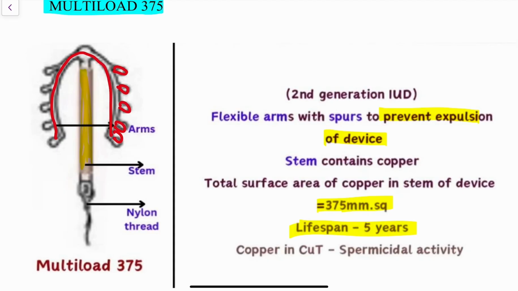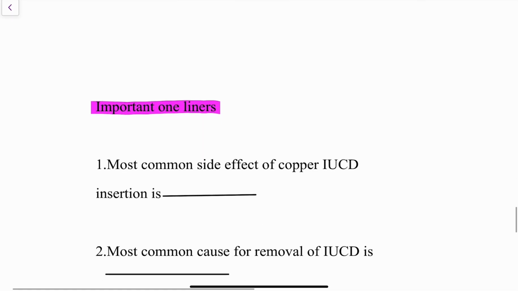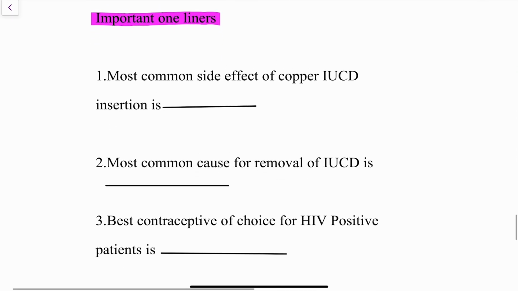So this device is going to fit inside the uterine cavity, and the distal portion, that is the thread portion, is going to lie in the vagina, where both the clinician as well as the patient can palpate this thread. Whenever the couple decides to remove this intrauterine contraceptive device, the patient can be put on the table, and with the help of this thread, which acts as a fulcrum, the device can be removed.